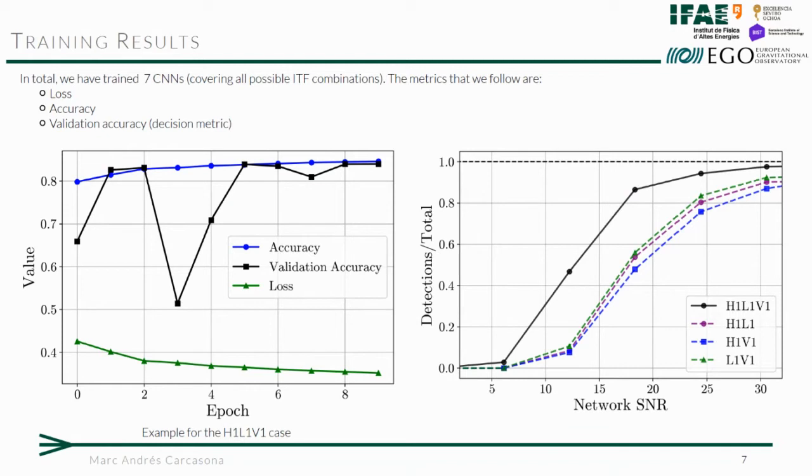Now, while we did that, we also tracked the 3 following metrics, basically the loss and the accuracy with the training set, just to make sure that it's really capable of training with the training set. And then we chose the validation accuracy as our way to decide which is the best epoch to keep. And you can see here on the left, one of the examples, in this case a triple combination, but more or less all of them follow the same tendency.